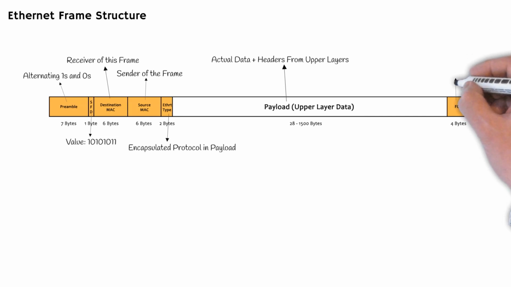The last part of an Ethernet frame is the frame check sequence, a 4-byte field used for error checking. It contains a cyclic redundancy check value calculated from the contents of the frame. When the frame is received at the destination, the receiving device recalculates the CRC and compares it with the FCS value. If the values match, the frame is considered to be error-free. If not, the frame is discarded.